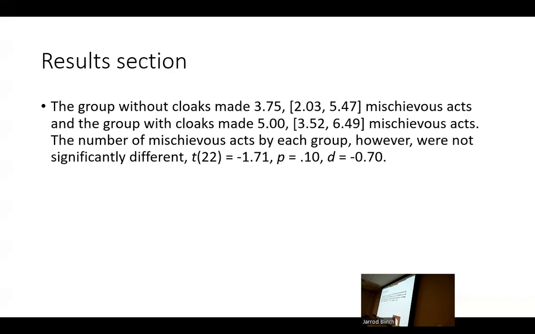So that's one way you could report your t-test in the method and results section. Any questions about that?